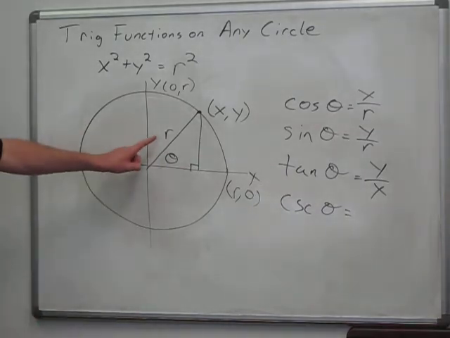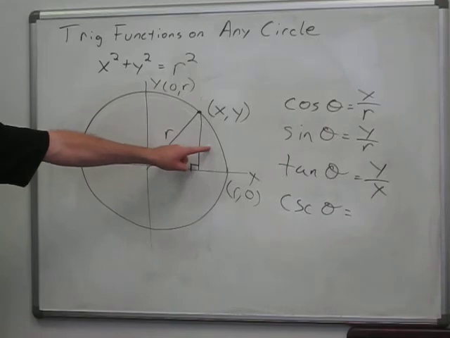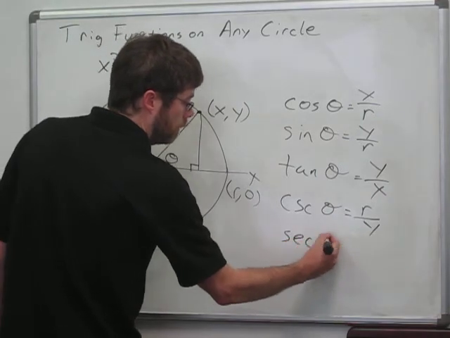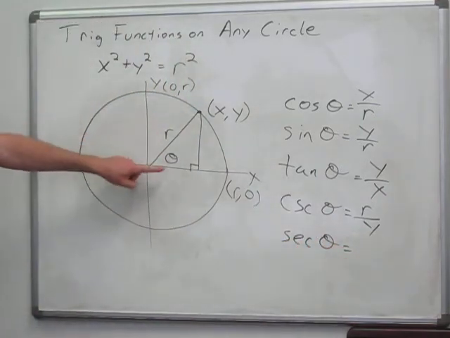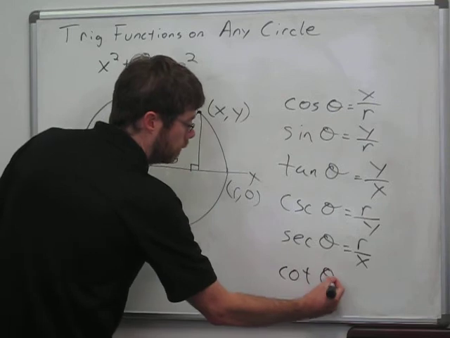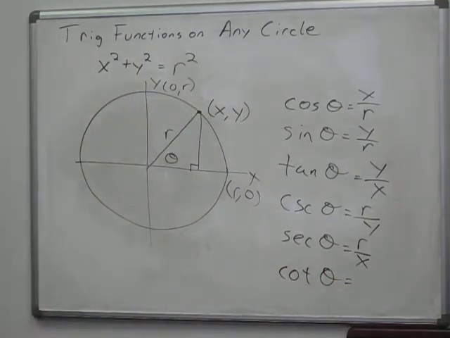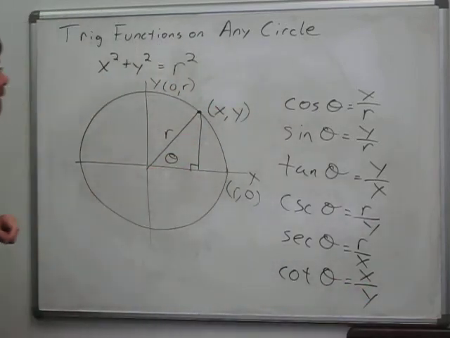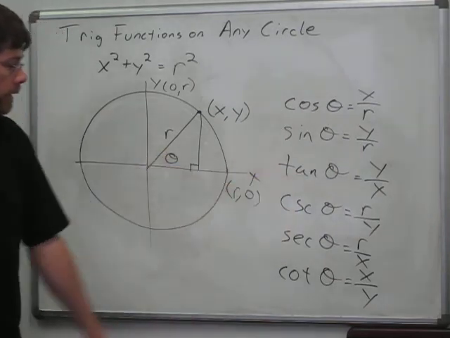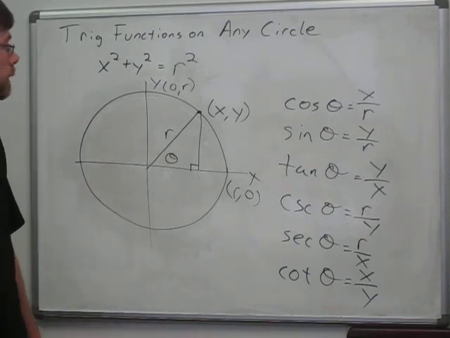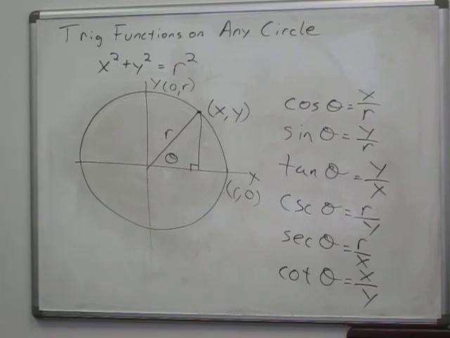Cosecant theta, so that is the hypotenuse over the opposite. Secant theta, hypotenuse over the adjacent. And the cotangent theta, adjacent over the opposite. And again, the standard identities that we know for tangent, cosecant, secant, and cotangent still apply in this case. Okay? So we can think of our trig functions on a circle centered at the origin with any radius.